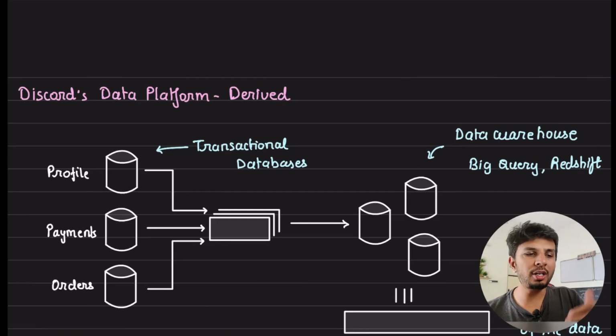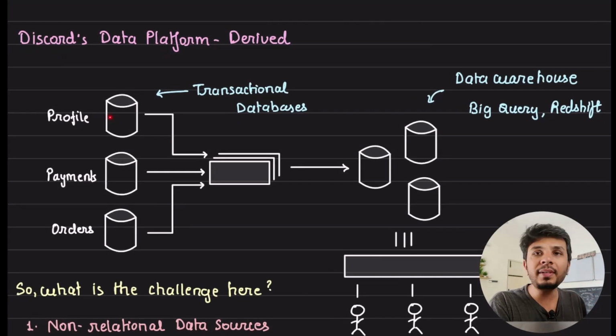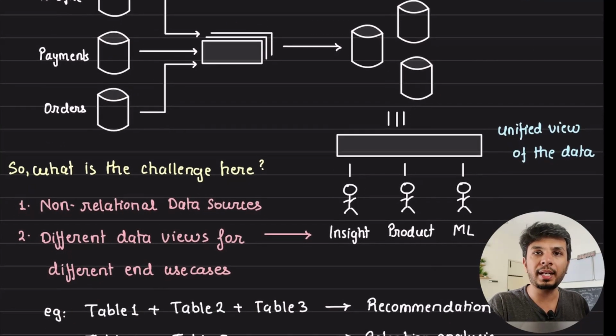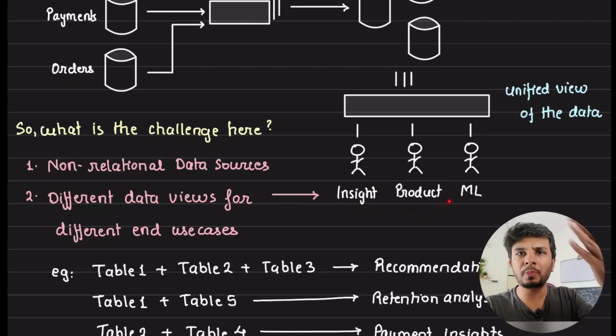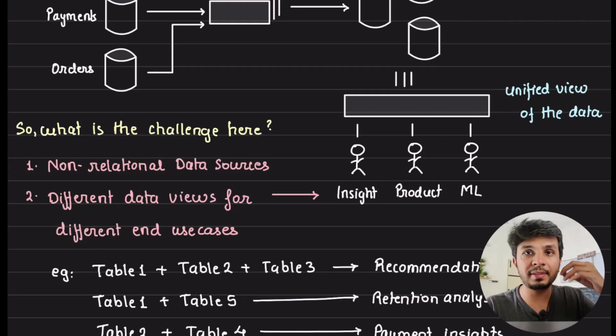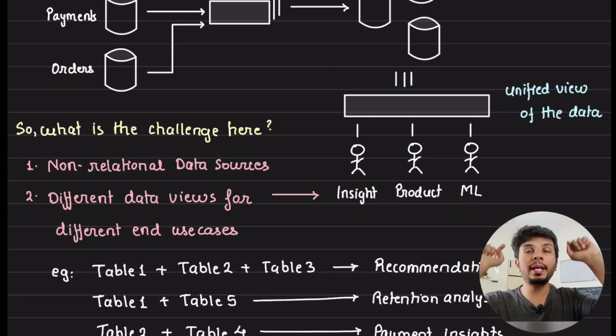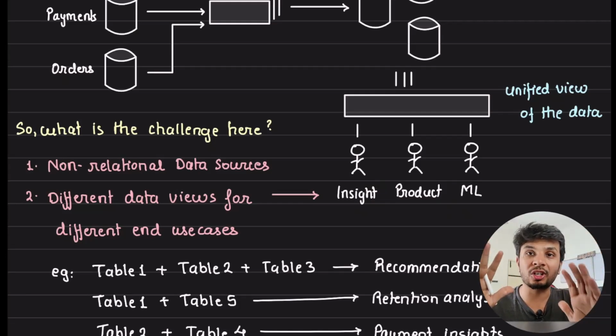Now let's dive deep into how Discord does it. They have named their data platform Derived. Very interesting name. Their core need is that they have their data distributed across a bunch of databases. They want to replicate it and put it into a data warehouse. From this data warehouse, different teams, your analytics team, product management team, machine learning team, data science team, and your business teams can directly query this one data warehouse, which has data from all the databases in one structured format.